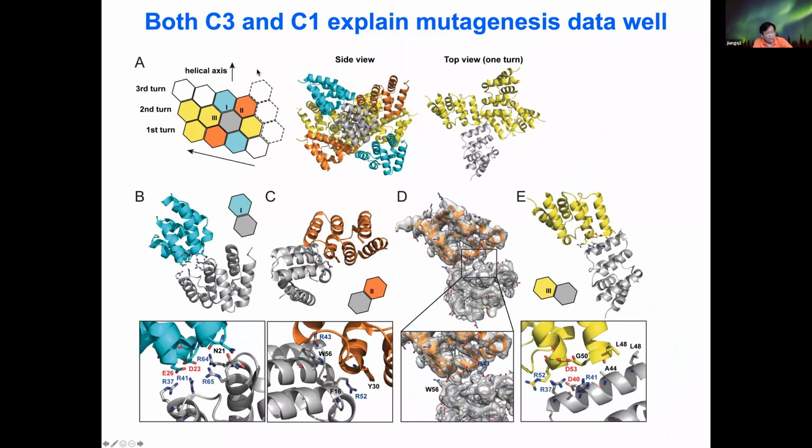Both the C3 and C1 models can explain a large number of mutagenesis data we have developed in the lab. I'm not going to get into details of the mutagenesis data. Shown here are just a few examples. As you can see, the residues involved in the molecular interface for building the helical filaments can be mutated and disrupt or destabilize the filaments, which will then dampen the signaling pathway from the RIG-I viral RNA complex to MAVS.